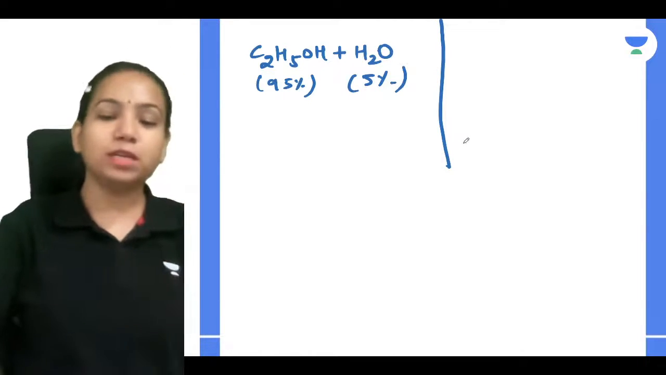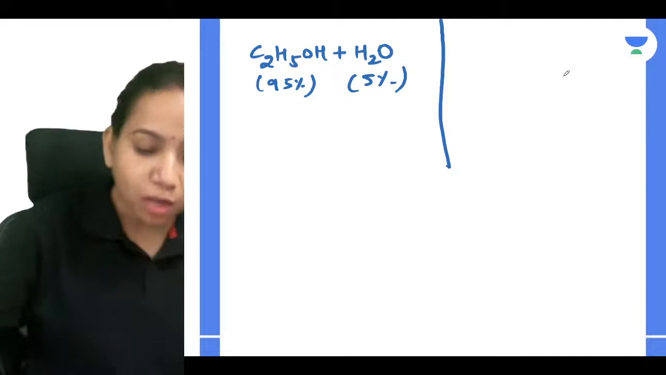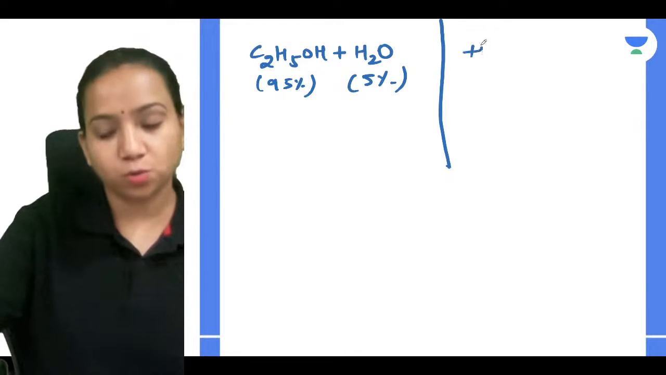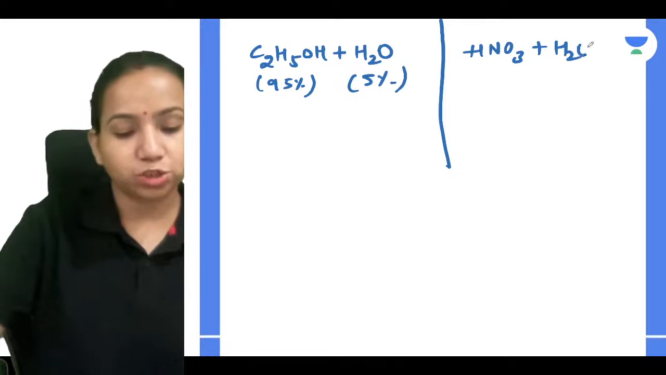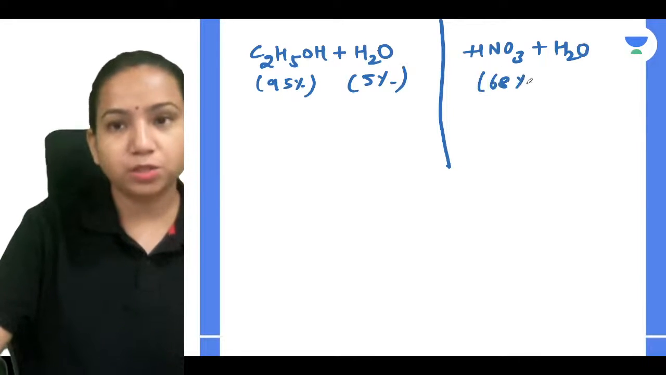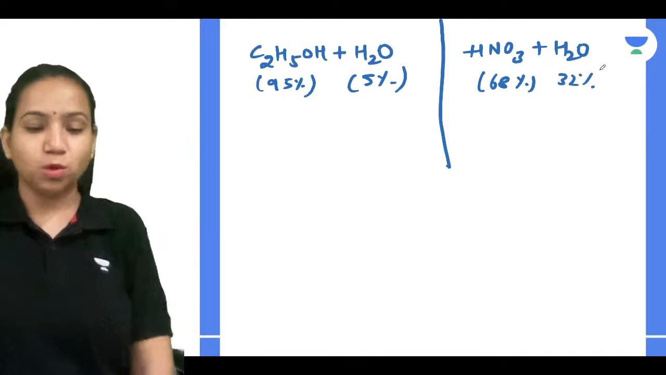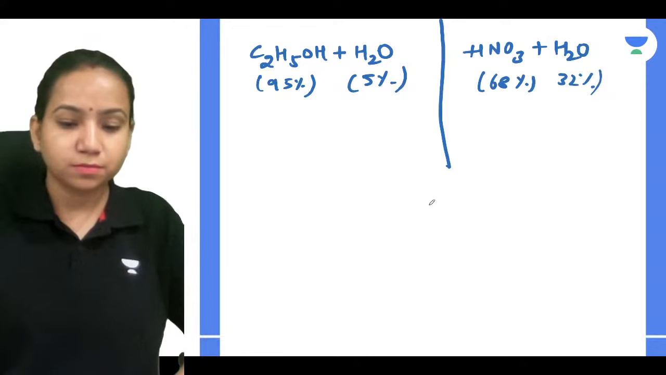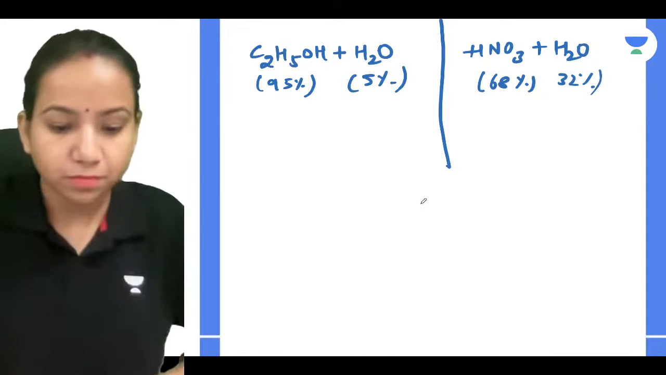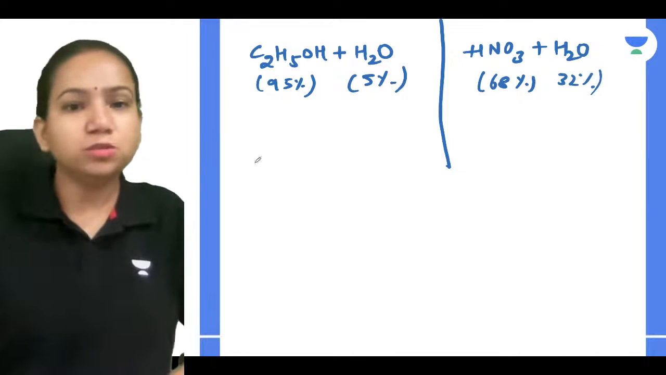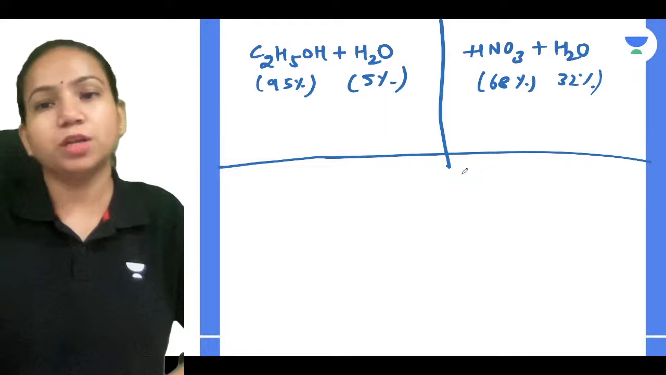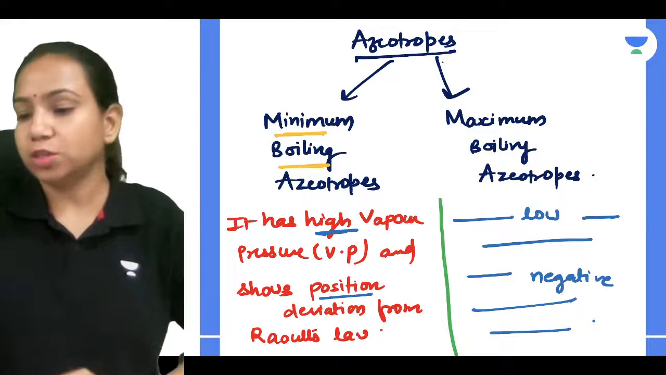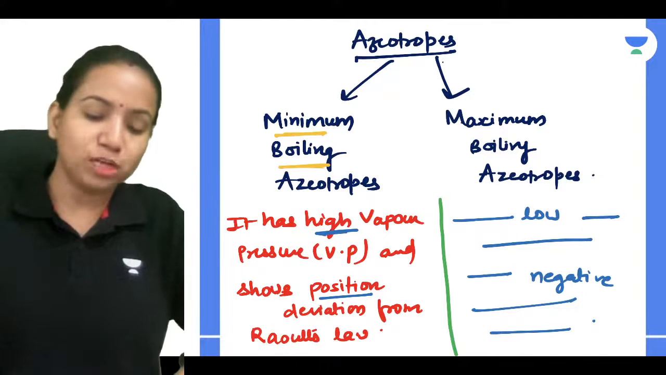Now talking about the maximum boiling azeotrope, guys, what you can relate? Example, you have HNO3 plus H2O. And for HNO3, what percentage do you take? 68%, and H2O you take 32%. I hope everyone is clear, guys. Tell me, everyone is clear that all the examples which show positive deviation you can relate with the minimum boiling azeotrope, and all the ones which show negative deviation will be your maximum boiling azeotrope examples.